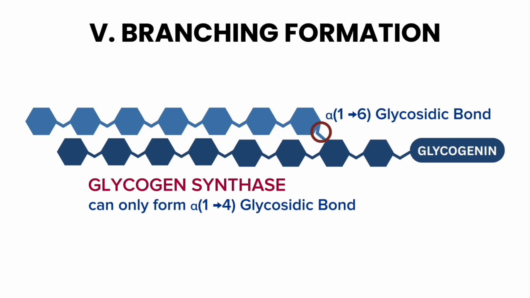The enzyme responsible for creating these branches is a glycosyltransferase, also known as a branching enzyme. It catalyzes the transfer of a block of glucose residues from the linear chain to the hydroxyl group on the sixth carbon of a glucose residue, forming an alpha-1,6 linkage and establishing a new branch point in the glycogen molecule.